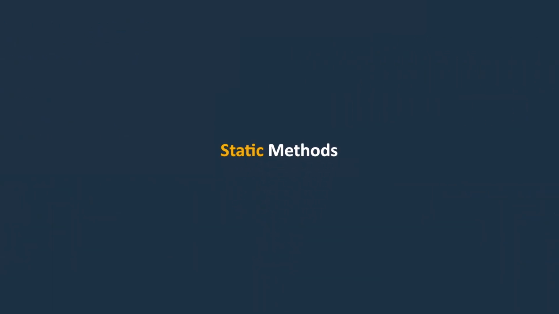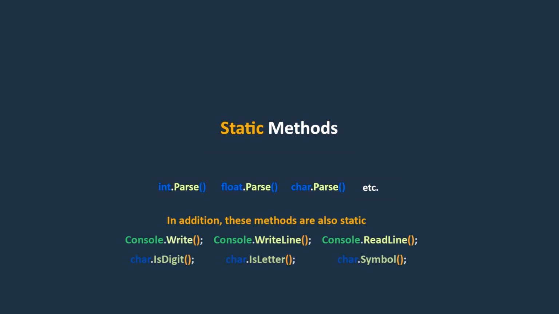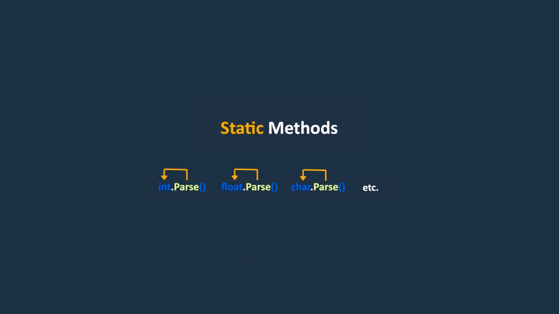Alright, up until now, we've primarily focused on static methods when working with various data types. These include methods like int.parse, float.parse, char.parse, etc. It's important to understand that these methods are all static in nature. This means they are called directly on the type itself rather than on an instance of the type. In our upcoming lectures, we'll explore string methods that encompass both instance methods and static methods.